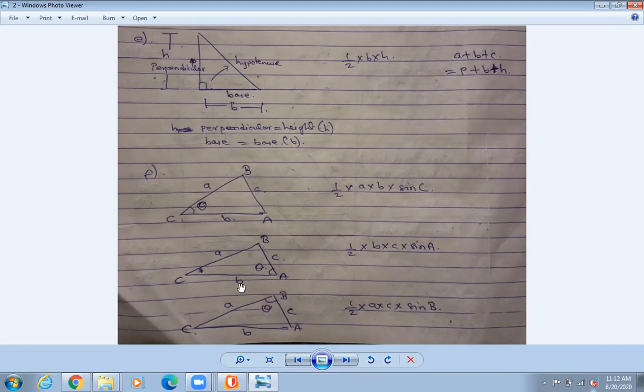So what are the two alphabets left now? B and C. So half into B into C into sin A. So you can use your logic here also.